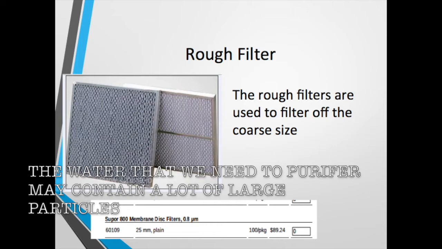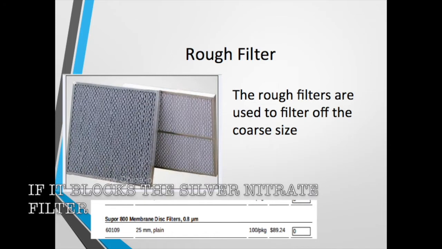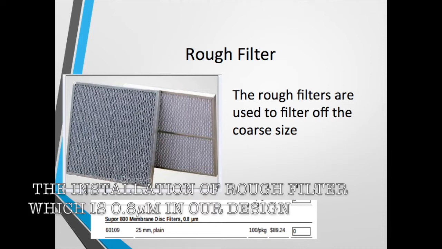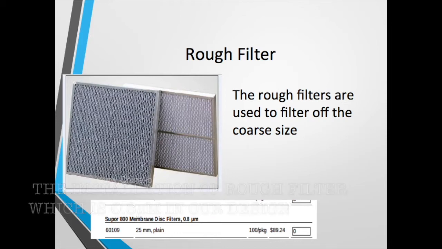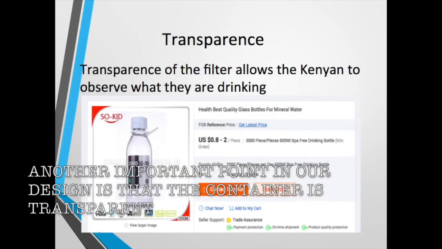The water that we need to purify may contain a lot of large particles, for example sand, which greatly affect the effectiveness of the filter if it blocks the silver nitrate filter. The installation of raw filters, which is 0.8 mm in our design, is to prevent the large particles blocking the silver nitrate filter. Another important point in our design is that the container is transparent.